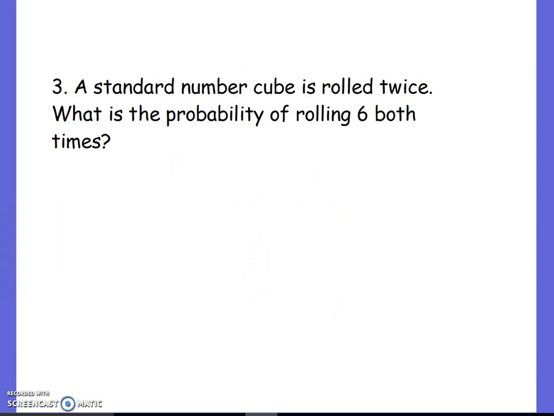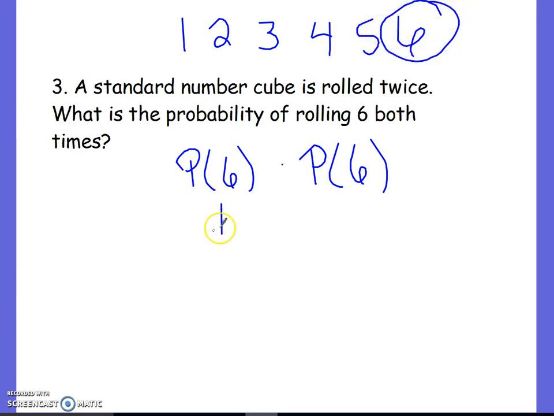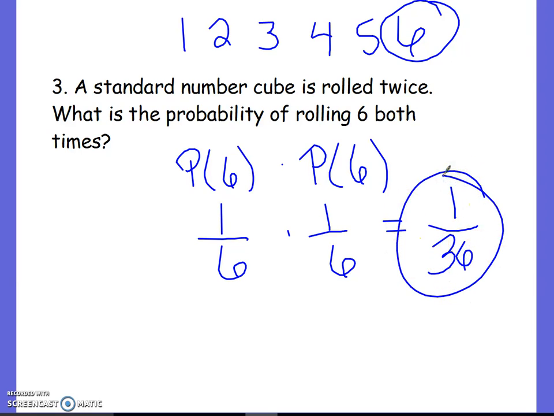Alright, number 3. A standard number cube is rolled twice. What is the probability of rolling a 6 both times? So we have the probability of 6 times the probability of 6. On the number cube, you have the options 1, 2, 3, 4, 5, and 6. There's only one 6 out of a total of 6 options. So top times top, I get 1. Bottom times bottom, I get 36. 1/36.